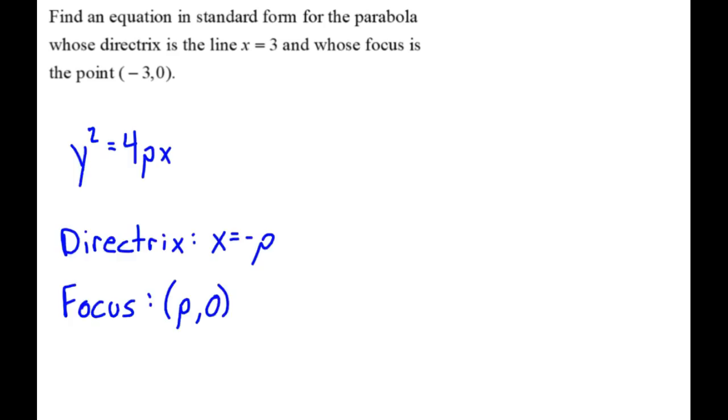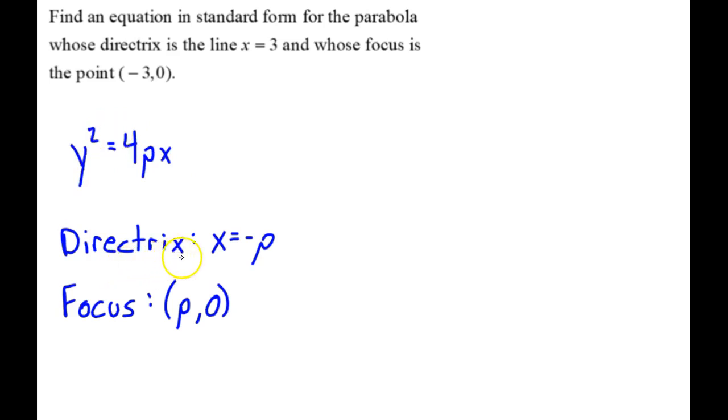So based on the information in the problem, there's a few things we can determine. First, if we know the directrix is the line x equals 3, it's a vertical line, x equal to some number, that tells me that the standard form of our equation is going to be in the form y squared equals 4 times p times x. If this had been y equals some number for the directrix, then it would have been x squared equals 4 times p times y. So we know we're going to be in this form.